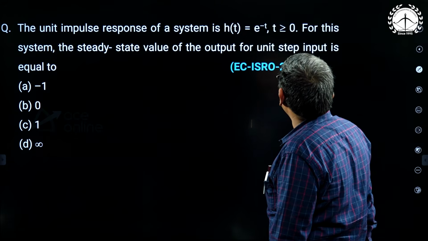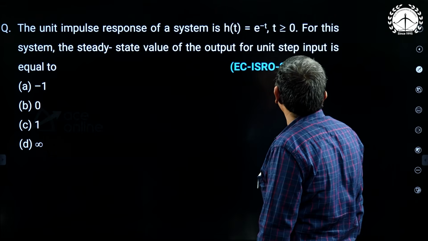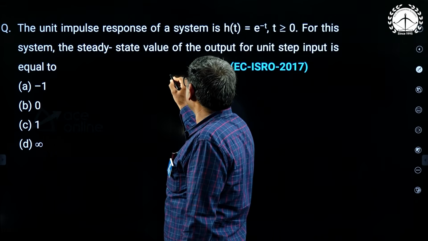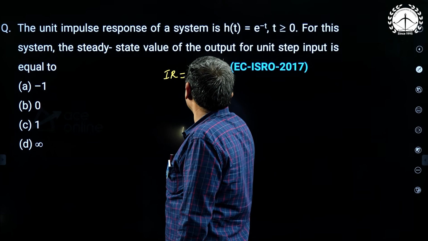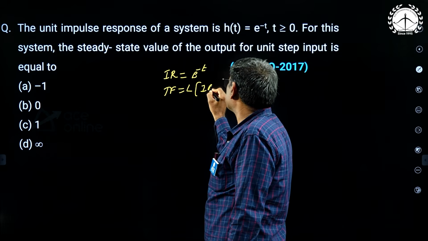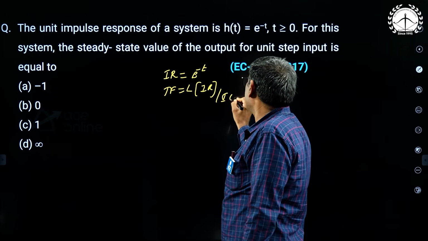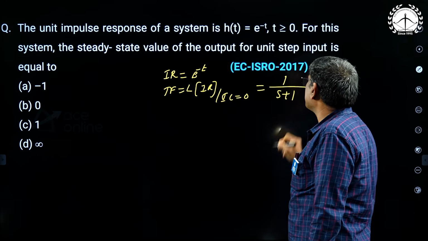the impulse response is given, and they are asking for the steady state output for the unit step. So, the impulse response IR is equal to e power minus t. What is the transfer function? Laplace of the impulse response with all initial conditions 0. That means the transfer function is 1 by (S plus 1).